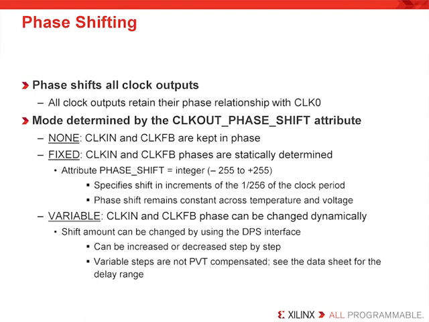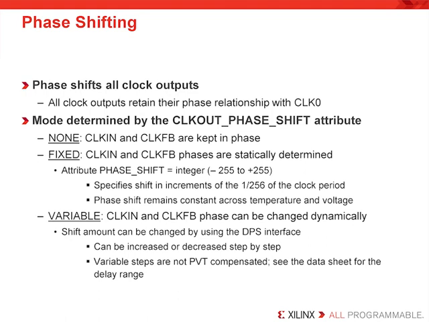Now, as I mentioned, the resources here in the DCM also support phase shifting. So you can phase shift all clock outputs when you customize the phase shift resources. But all clock outputs will retain their phase relationship to the clock 0. Now, there are a couple different modes to choose from with your phase shifting functionality. You can use none so that clock in and clock feedback are kept in phase. You can do a fixed phase shift by specifying a value from -255 to +255, and this will be done in increments of 1/256 of the clock period.